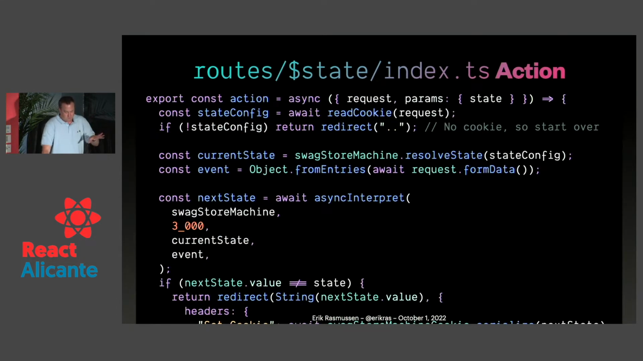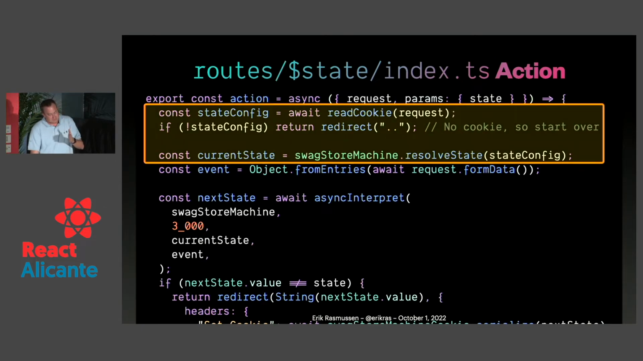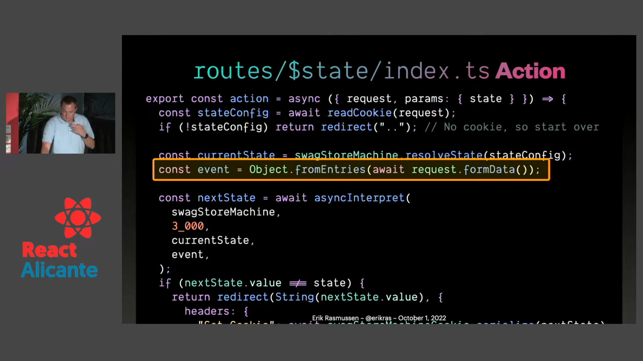Okay, one more bit of code and then it gets interesting. So the action, remember this is what happens when we are giving an event. The action is doing the same sort of thing where we're reading the cookie, and if we don't have it, then we go back. And we deserialize our form data.